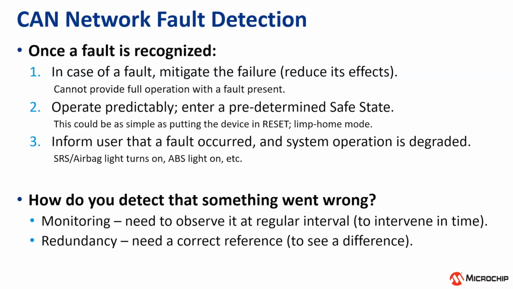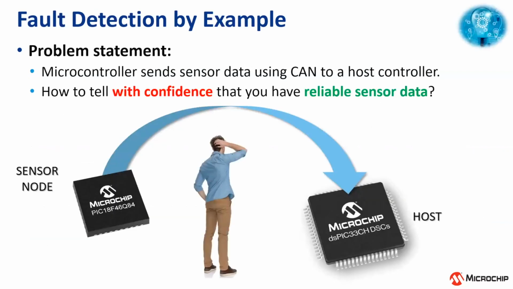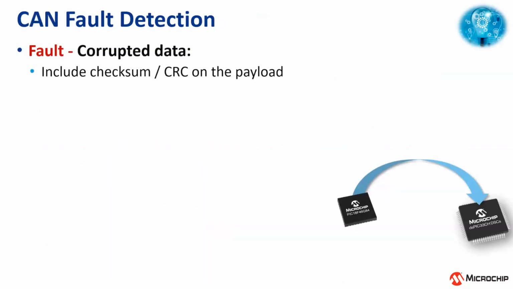Sensors, for example, sometimes you need two sensors that are monitoring the same signal, so you can see if one of those sensors has failed. So looking at an example, a microcontroller sends data using CAN to a host controller. How can we tell with confidence that data is reliable? A few different ways we can do that. We can look for corrupted data by including some kind of checksum. Of course, CAN has an inherent checksum, which is very useful, and we can use that.